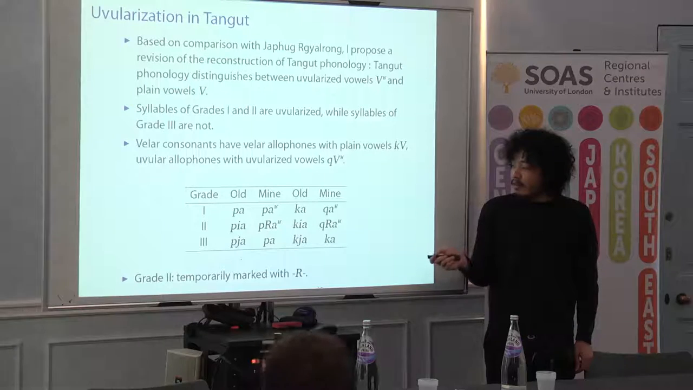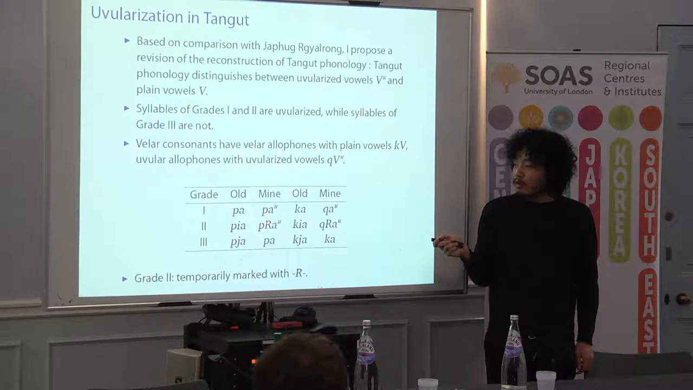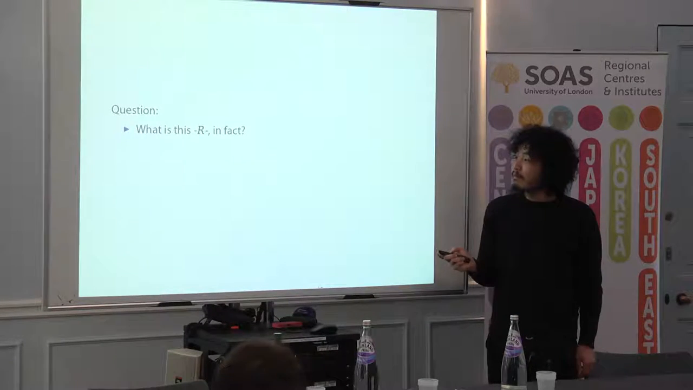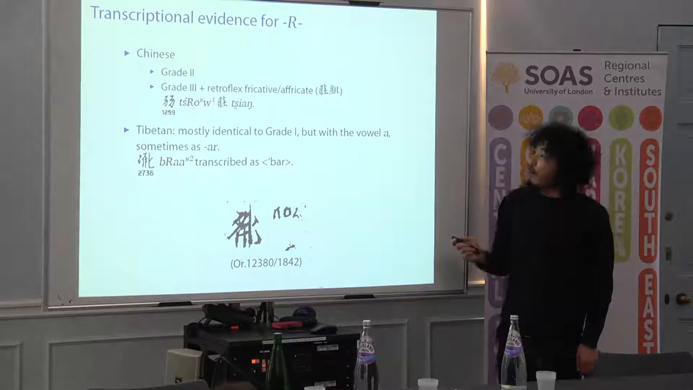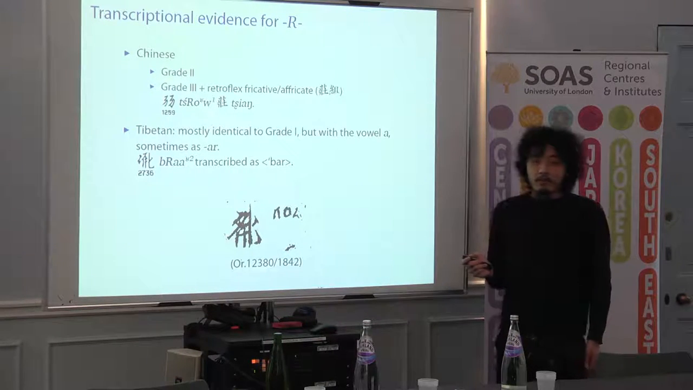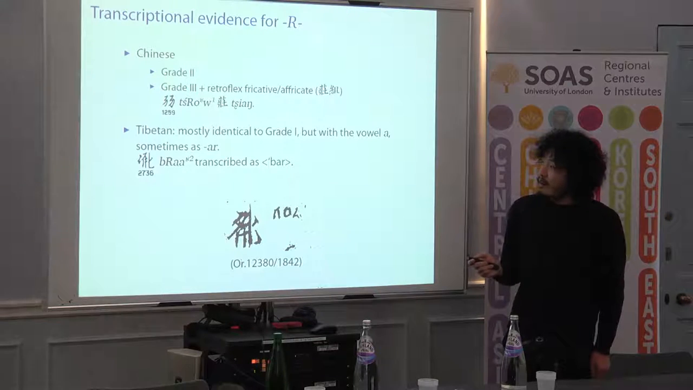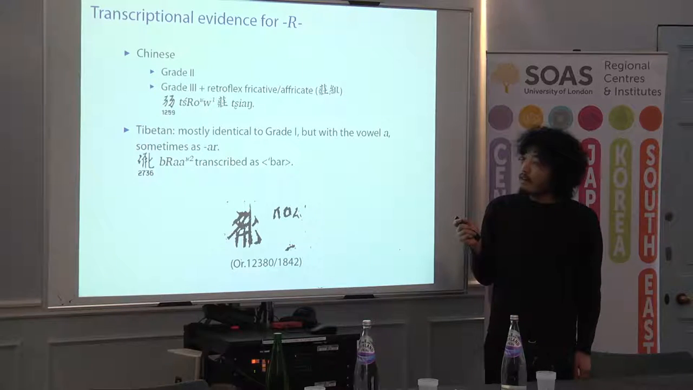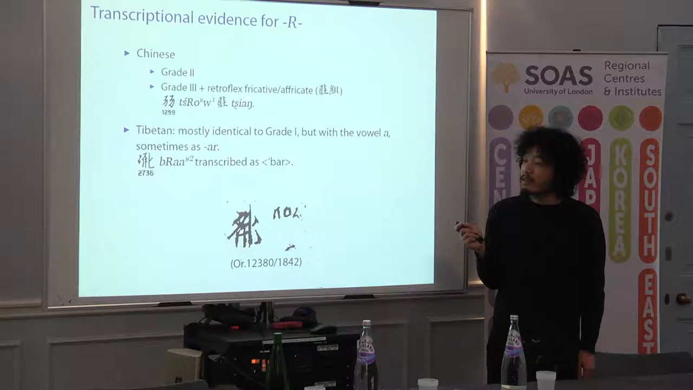So we have left grade two unexplained. It has something to do with R, so I rewrite it as R in capital letters. But what is it? First, we'll look at the transcription evidence for this capital R. For the Chinese transcription, there isn't much to be said. First, it transcribes grade two. Second, it transcribes grade 3 with Zhuangzu Shengmu, so with a retroflex fricative or affricate as the initial.